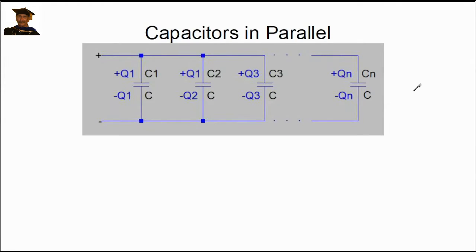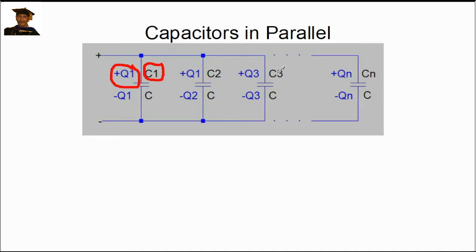Here's an example of capacitors in parallel. So you have over here Q1, which is the charge on capacitor C1, and then plus Q2, and this is the charge on C2. Q3 is the charge on C3.